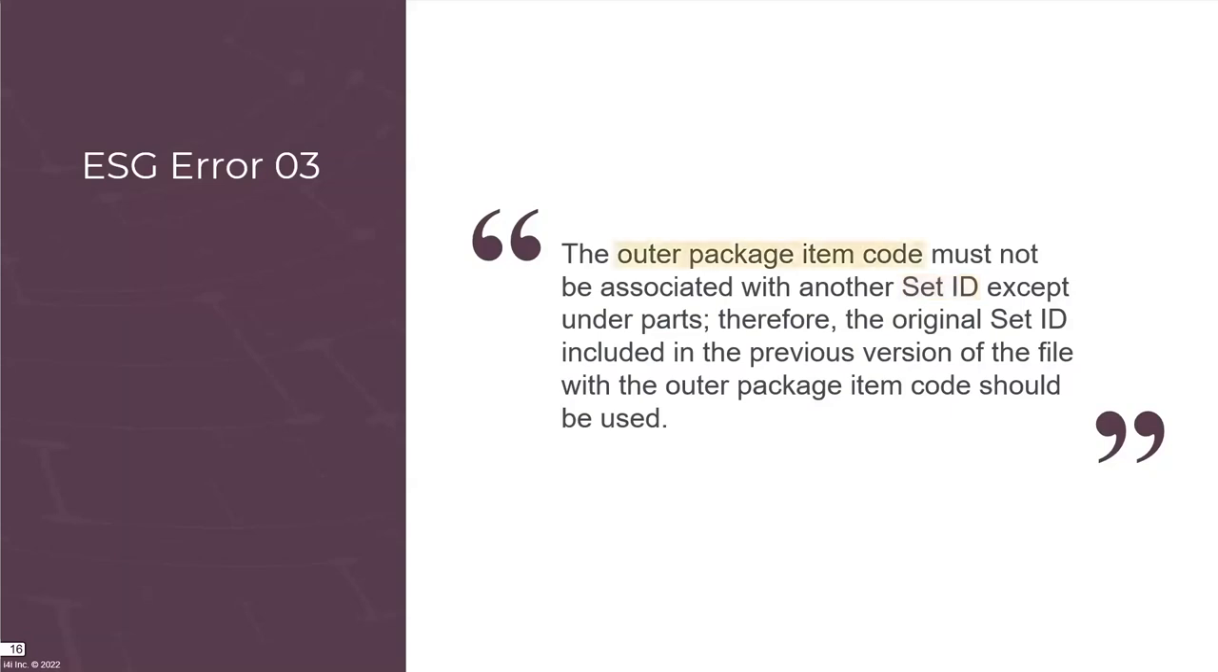The term outer package item code here is referring to the NDC code or the National Drug Code, which is a 10-digit and 3-segment code used to identify and report drug products. The NDC code is unique per product. Except under parts means that the parts of a kit are excluded from this validation check, which means that the NDC used for any part of the kit can also be used along with another set ID or another SPL.